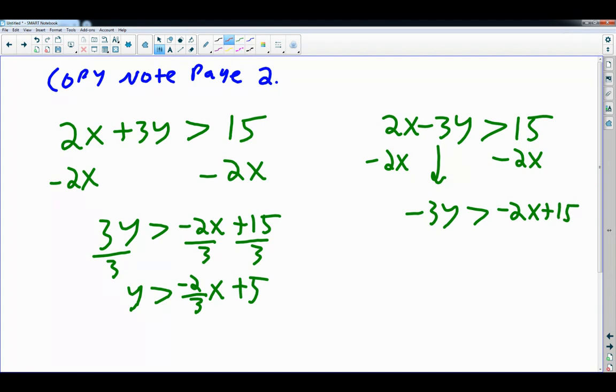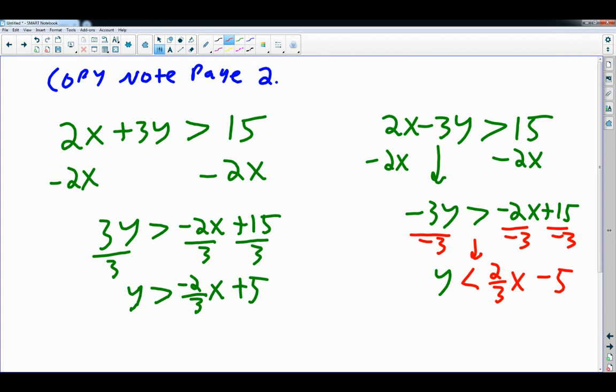Now, because we have an inequality, things are going to get a little bit different when we divide by -3. I put it here in red to draw your attention to it. Y, now that greater than symbol is going to flip. So you have y is less than. Now these two negatives cancel each other out, so this is actually positive 2 over 3x. And remember, 15 divided by -3 is -5.